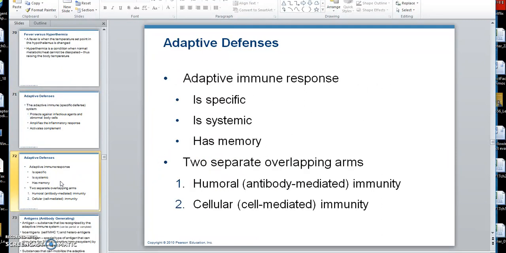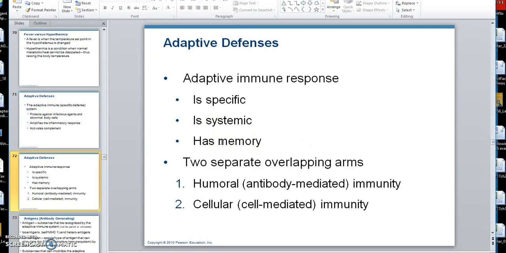All right, here we go. The three things I want you to keep in mind on the third line is it is specific, very specific. It has to be created. It is systemic. What does that mean? With the second line, if you get a bee sting on your hand, inflammation will only be on the hand. But when you activate the third line, it goes all over the body. So it protects all over the body.